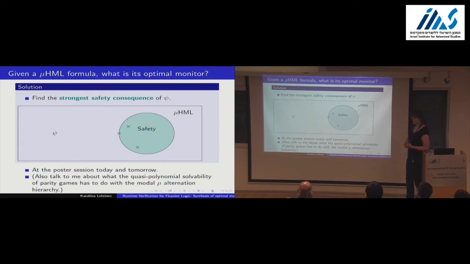You can also come and talk to me about parity games if you want, in particular about how the recent quasi-polynomial solvability of parity games relates to the modal mu alternation hierarchy, if you want. But I don't have a poster about that.